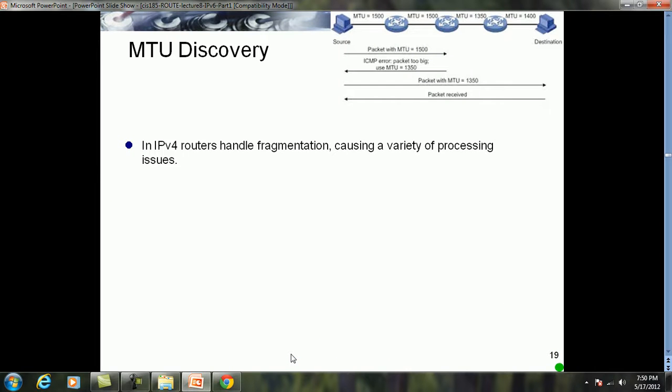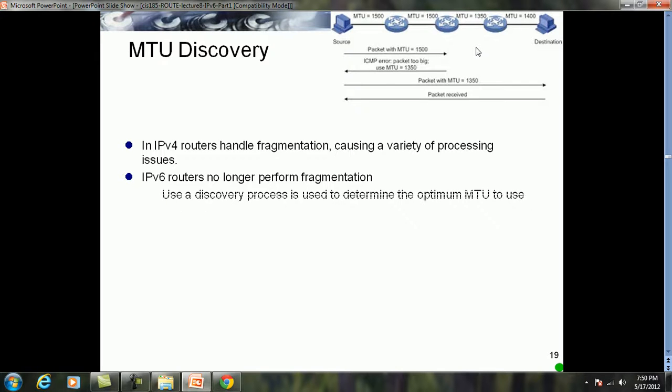Okay. So now MTU discovery. How do you discover the MTU? See this link, its MTU is 5300, but this one is 1350 and this one is 1400. In IPv4, routers handle fragmentation, causing a variety of processing issues. IPv6 routers no longer perform fragmentation. They don't do it. So see, this device sends a packet with MTU 1500. The router used to send an error, like packet too big, MTU 1350. Then it sends a packet of 1350, so it goes over here, correct? The sender gets the error that the packet is too large, so it used to send a smaller packet, correct?